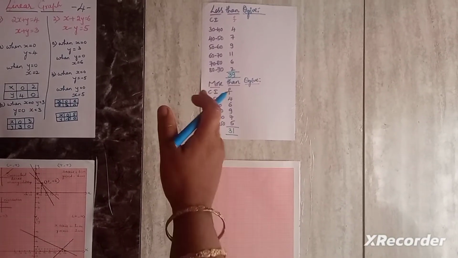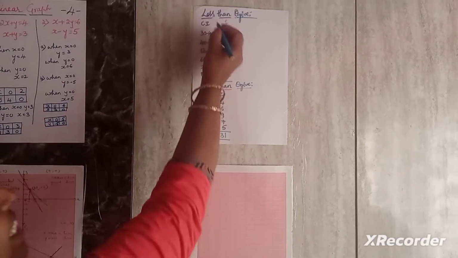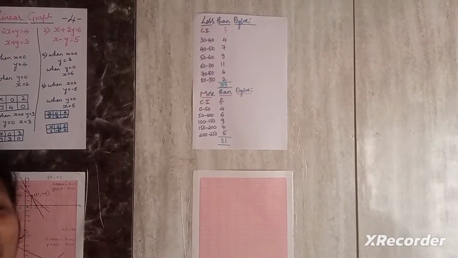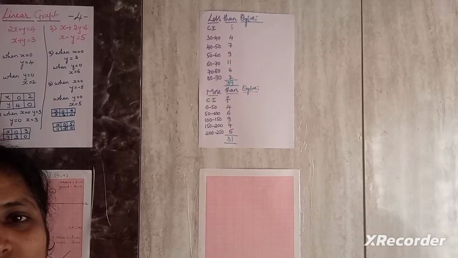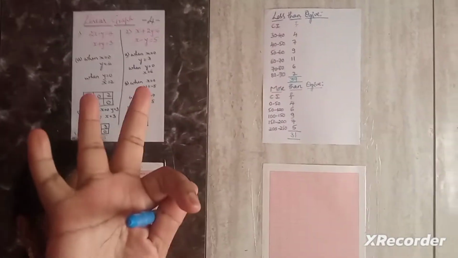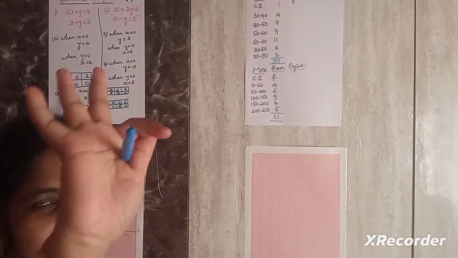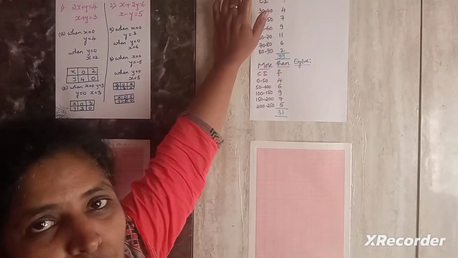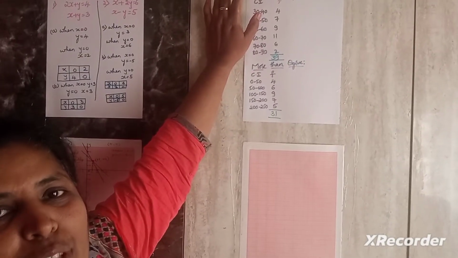So here is the next part of the graph, that is less than and more than ogive. As you all know, ogive will come for how many marks? Yes, correct. Solid 3 marks. Ogive is a definite question in the question paper.